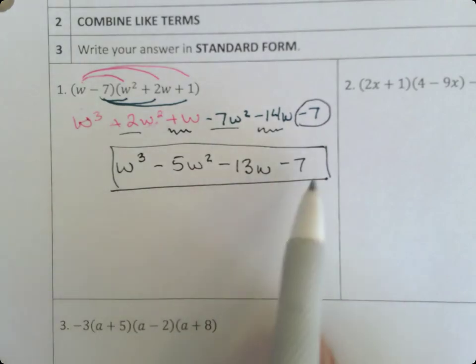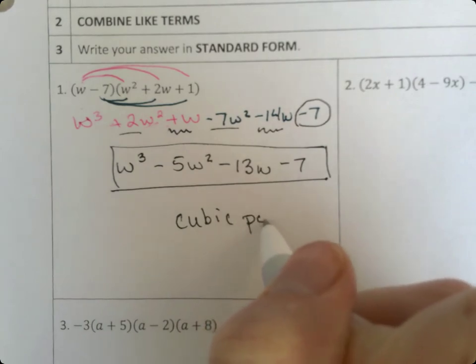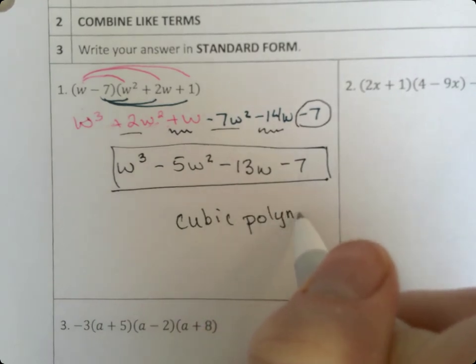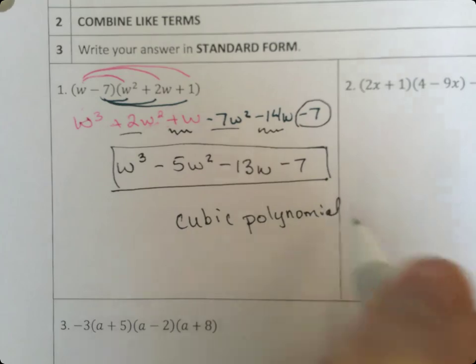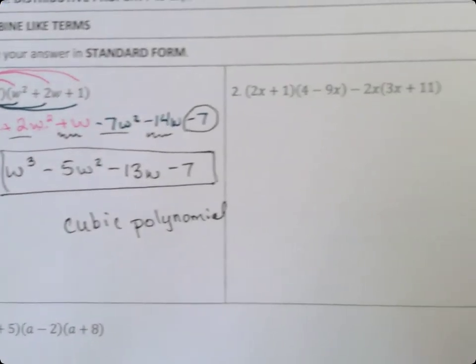Now, just to practice, what would you name this? The highest degree is 3, so you said cubic polynomial, because 4 or more terms we call a polynomial. Is that required on this problem? No, but it's good practice. Okay, look at number 2. I have 2 things to do.